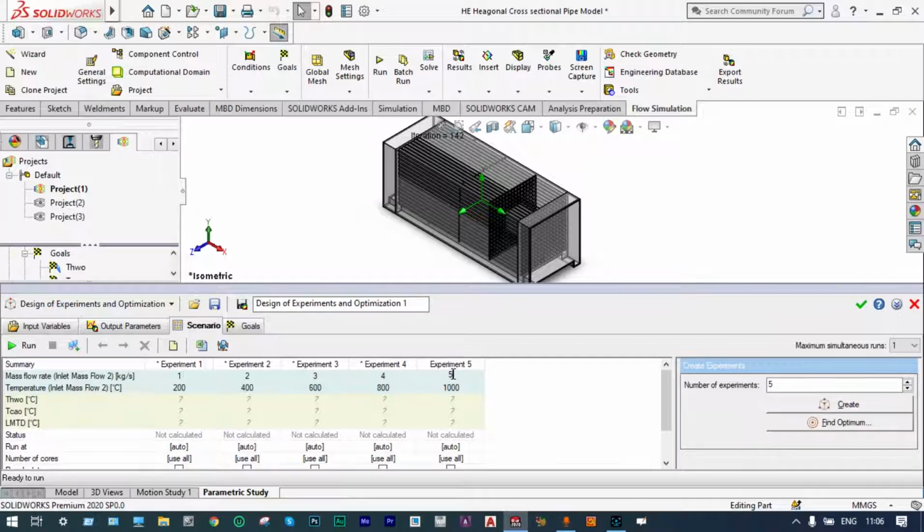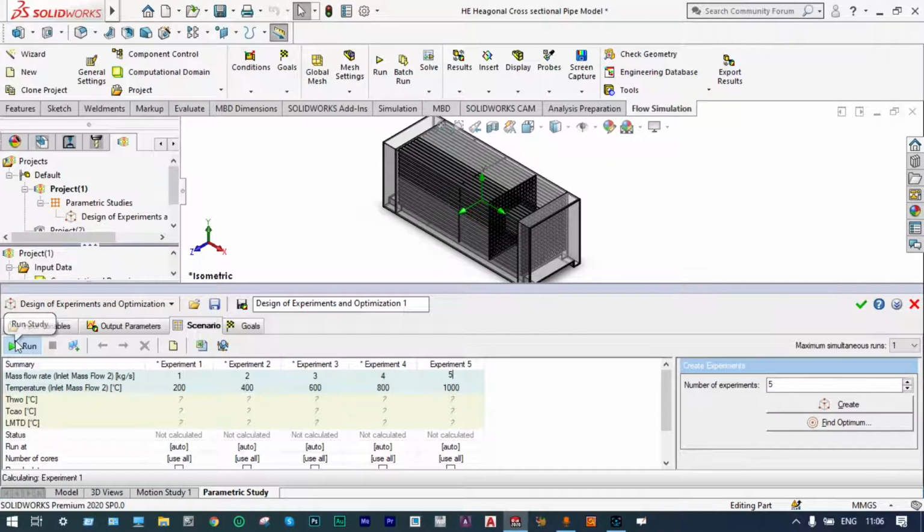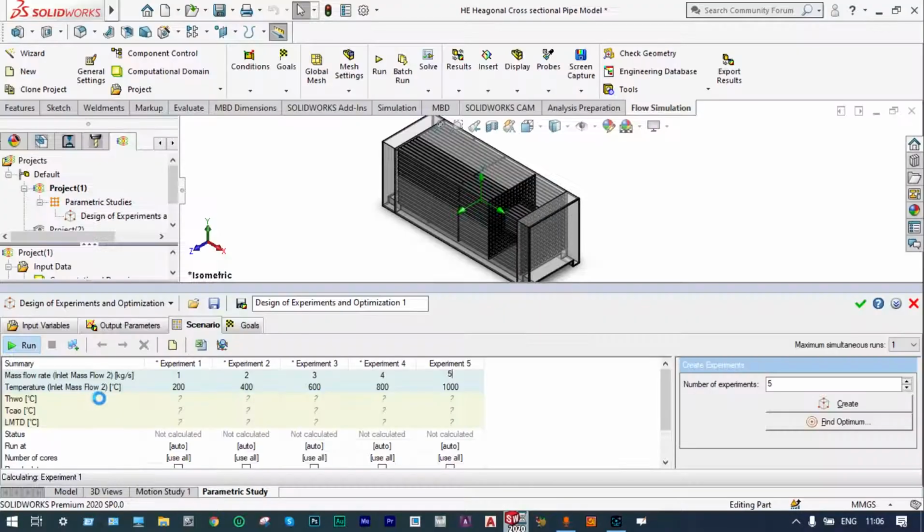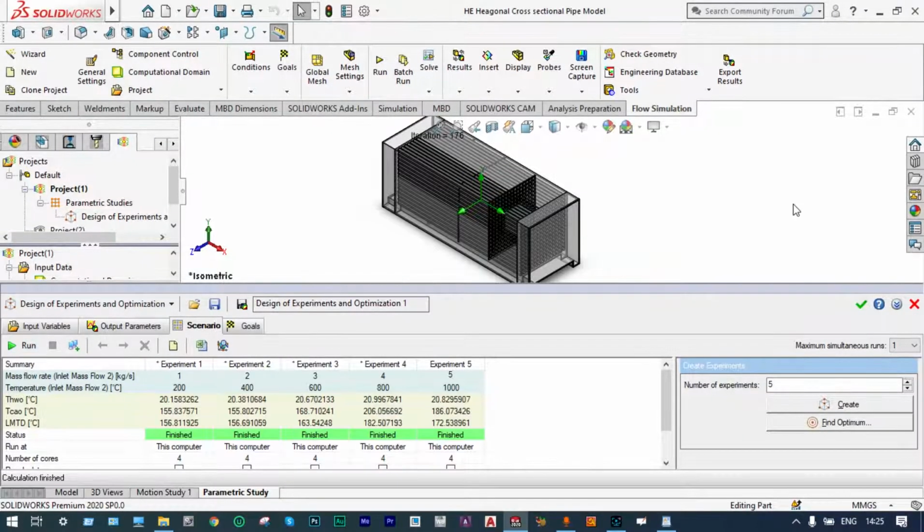We have set the design of experiments, and let us run this one. It has already started iterations. Let the iterations move on. Whenever it is finished, we'll see the results and go for final optimization. Okay, iterations are over, and you can see the design of experiments and optimization is finished.